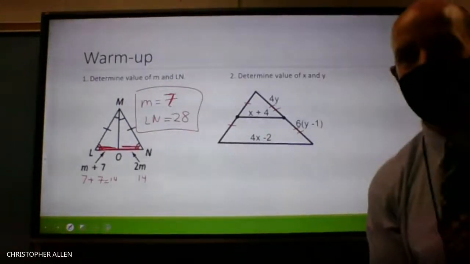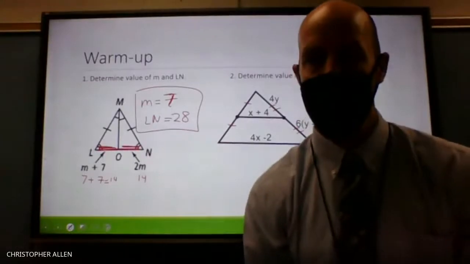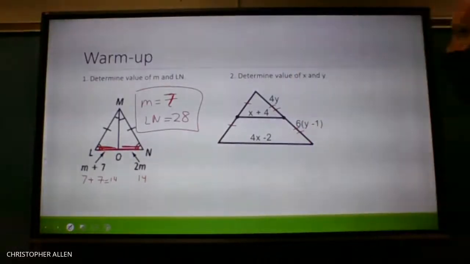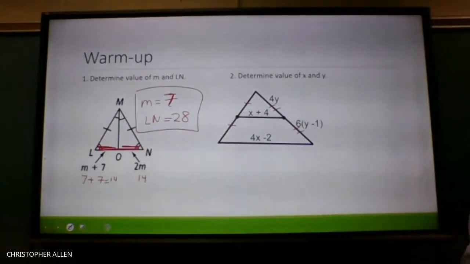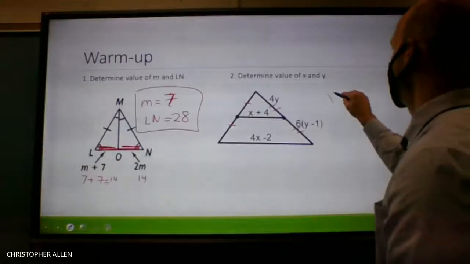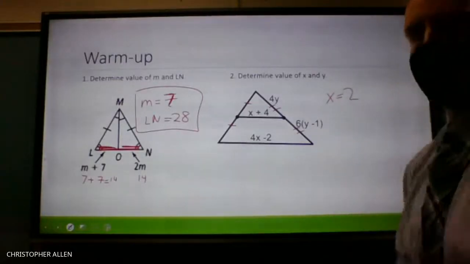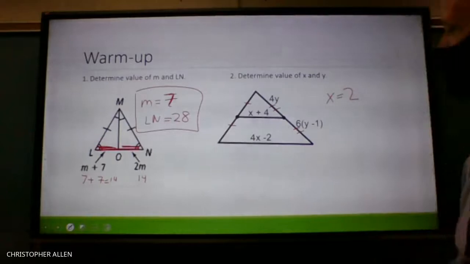Okay. Anybody got number 2? Let's check with Grant. Do you happen to know how to get number 2, either X or Y? For X, I got 2. Okay. So X is equal to 2. Do you mind if I ask you a question? How did you get that, Grant?